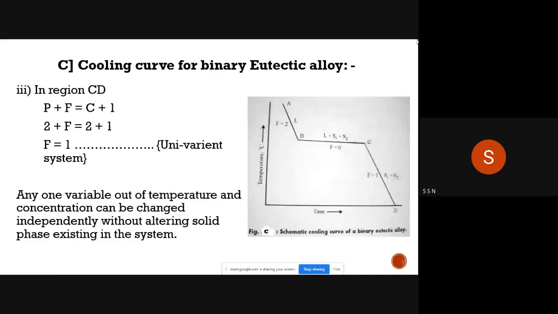So for region C to D, again apply the Gibbs phase rule. P plus F is equal to C plus 1. So P is 2 because two solids are forming here from C to D. C is 2. Then you will find F is equal to 1. That is, the system is univariant. Either temperature or concentration can be varied independently without changing the solid phase existing in the system.